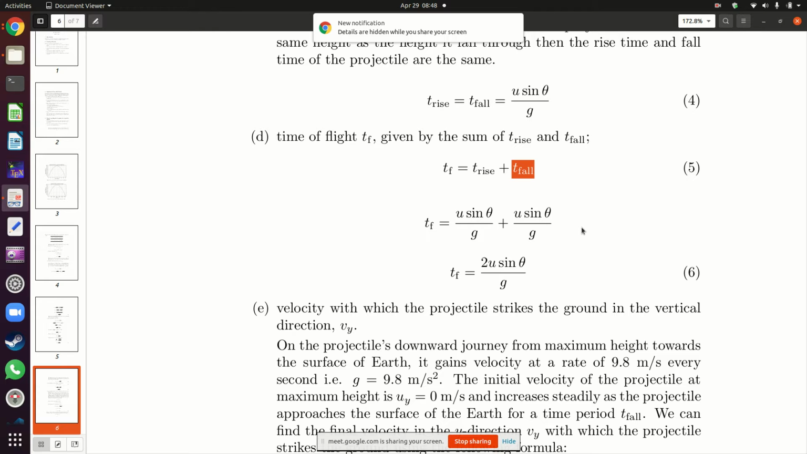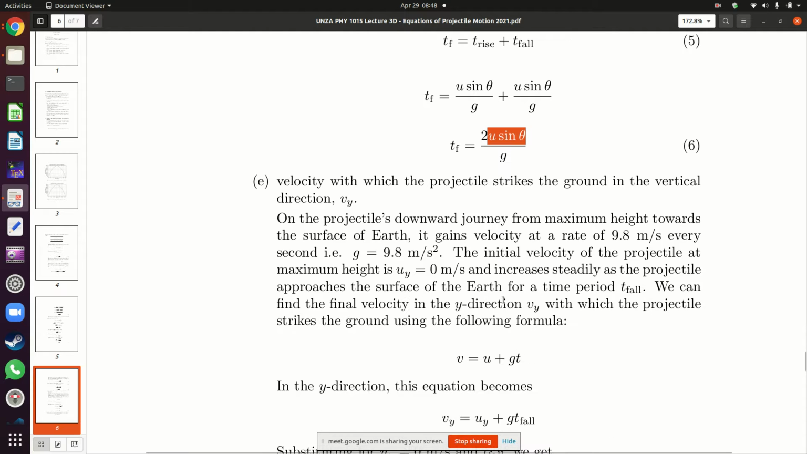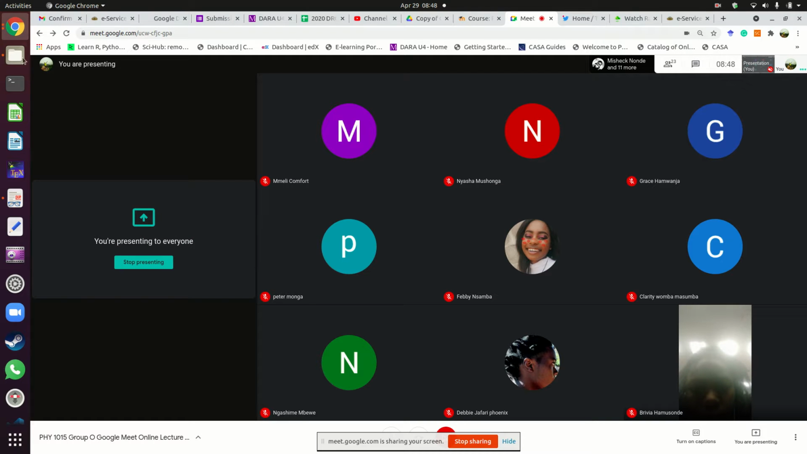Is that clear? So you can be given other pieces of information like flight time. From this flight time, if you conclude that the height to maximum height and the height from maximum height to the bottom are the same, then, as you can see from this expression, the flight time is twice the rise time or twice the fall time. So this is how you work out your flight time. Equation 6. Are we clear? Is it clear on how we find the flight time?